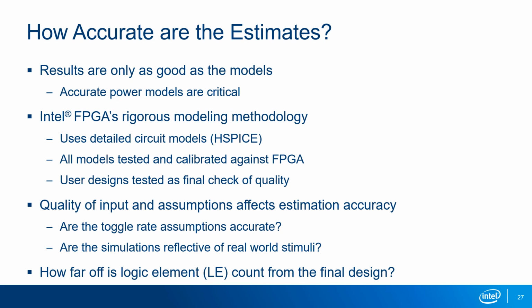Even with highly accurate power models, the power estimates provided by the tools are only as good as the information that is provided to them. For example, are toggle rates accurate? Does the signal activity information model the real-world operation of your design? And then also, is the count of resource usage, such as the number of logic elements used, accurate for the design? The more accurate the information is, the more accurate the estimates will be.